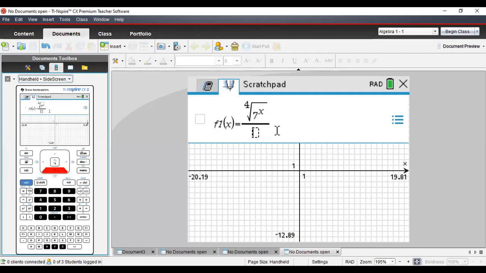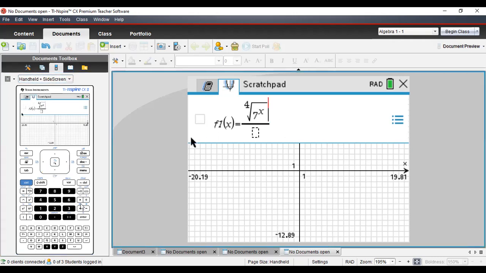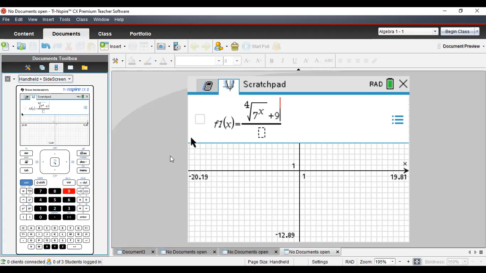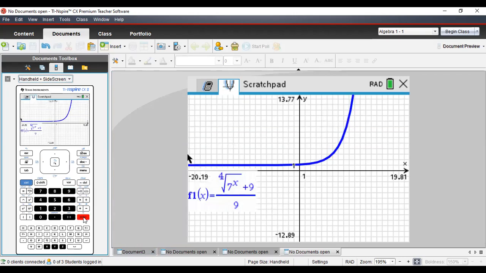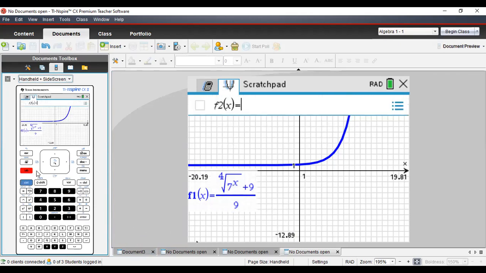I forgot this part up here. In the numerator, we still have plus 9. And then in the denominator, we are going to have 9. All right, so that's the original function. That's what it looks like. It's definitely exponential. So now I want to do the other one, the inverse function.